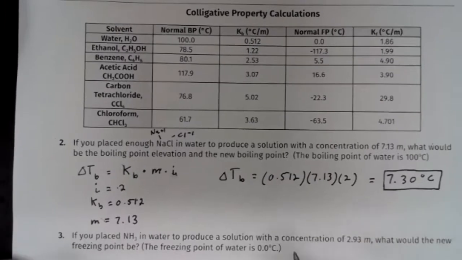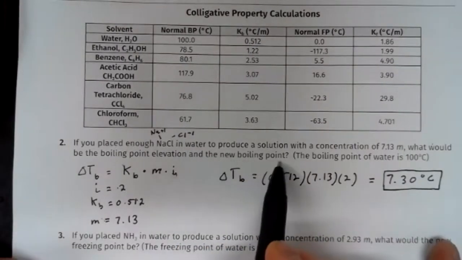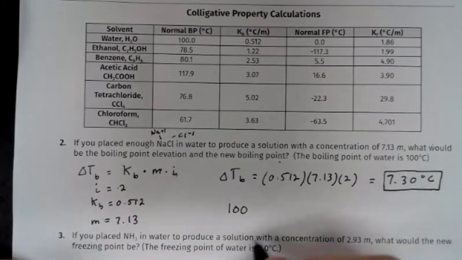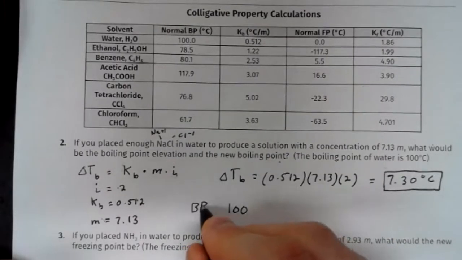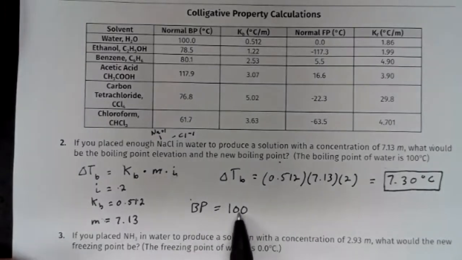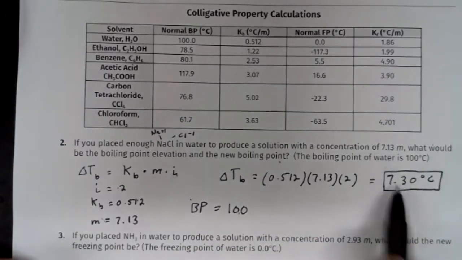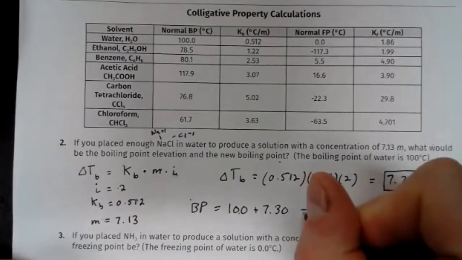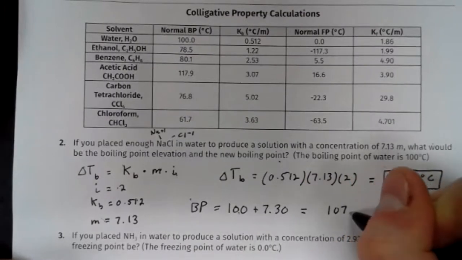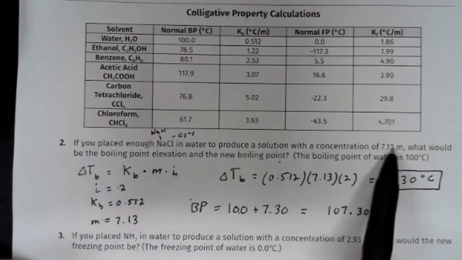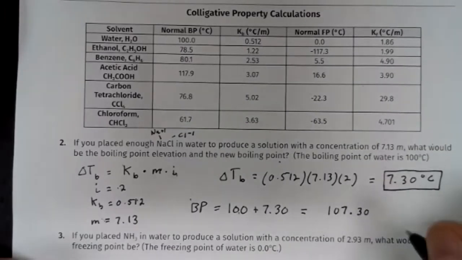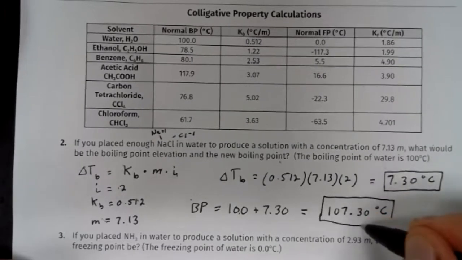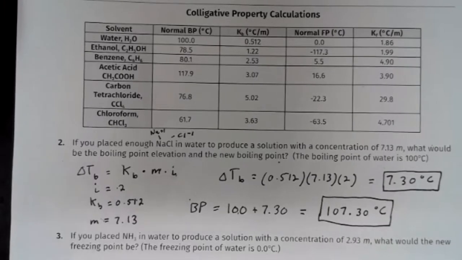Now, we want to find out what the new boiling point is. If we know that the boiling point of water is 100 degrees Celsius, if that's what we're starting at, and I'm just going to put BP for boiling point, and we elevated that by 7.3 degrees Celsius, I'm going to add 7.3 to 100. So by adding an amount of salt with this concentration, my new boiling point is going to be 107.30 degrees Celsius.